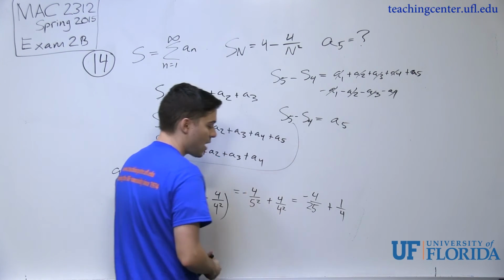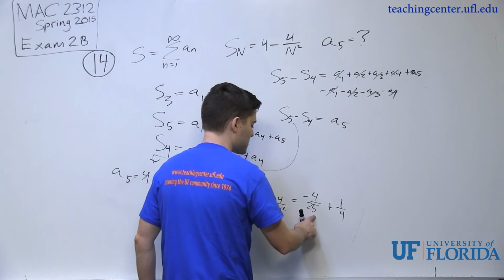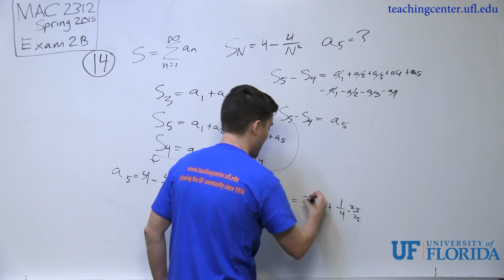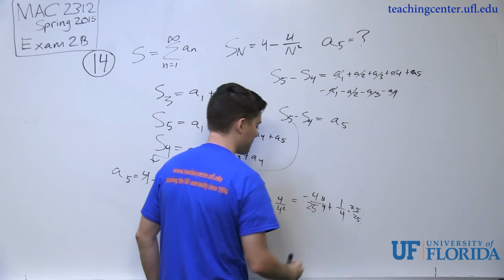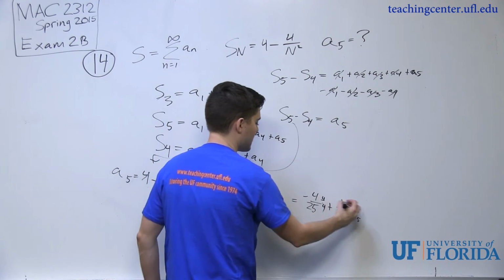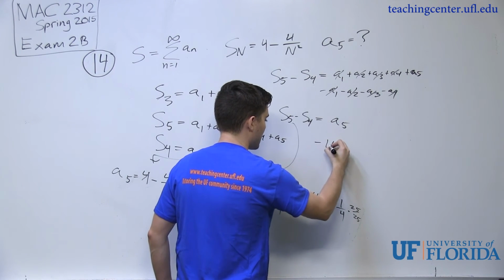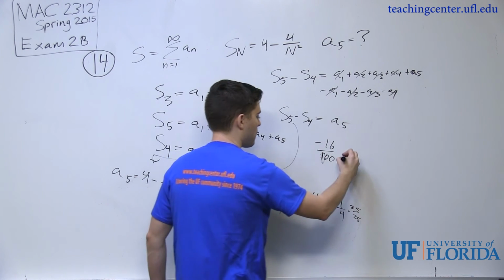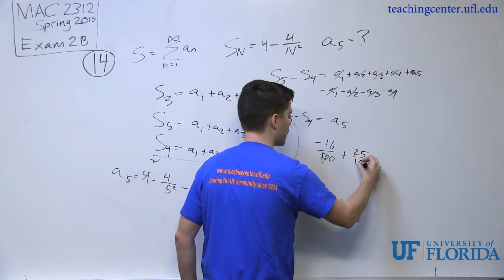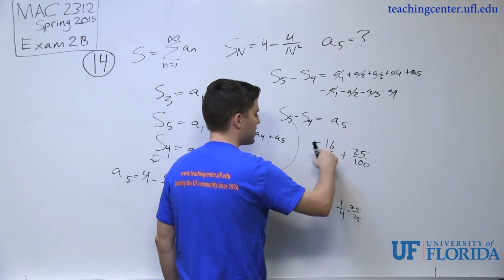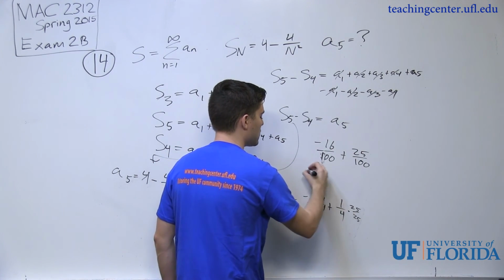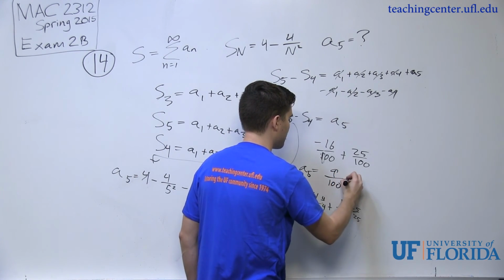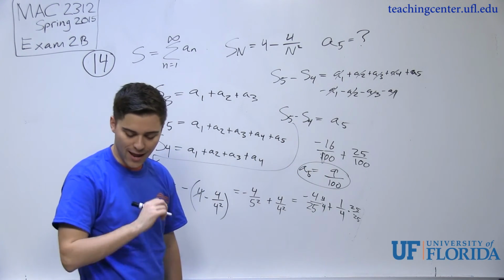Well, we need to get a common denominator in that case. So what I'm going to end up doing is multiplying by 25 over 25, and this side by 4 over 4. When I end up doing that, I end up getting negative 16 over 100 plus 25 over 100. So by subtracting these terms off, 25 minus 16 is 9. So my A sub 5 term ends up being 9 over 100, which is answer A in this case.